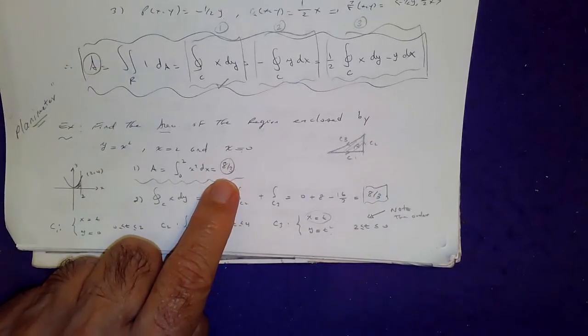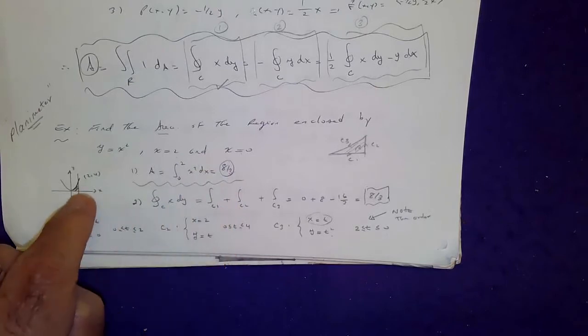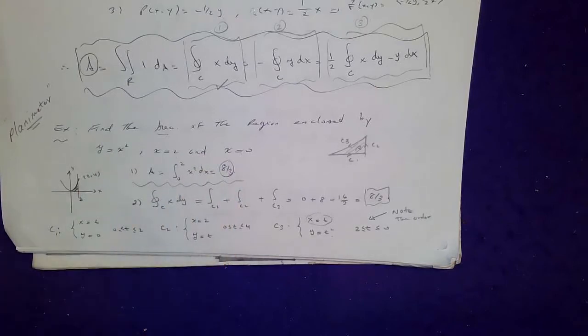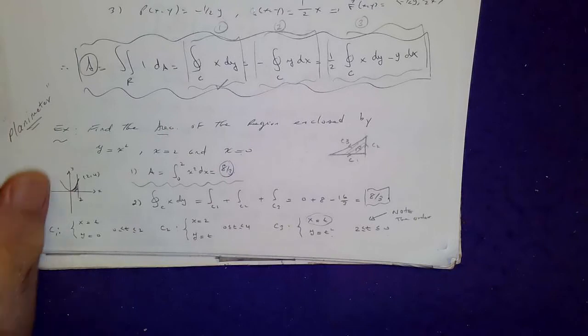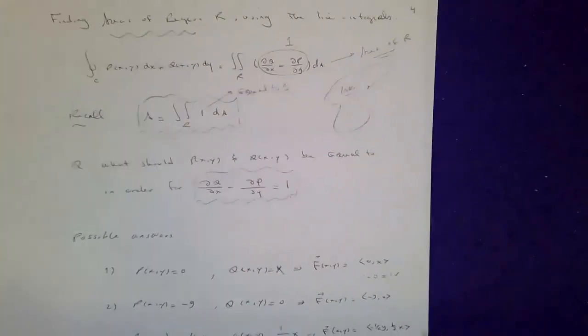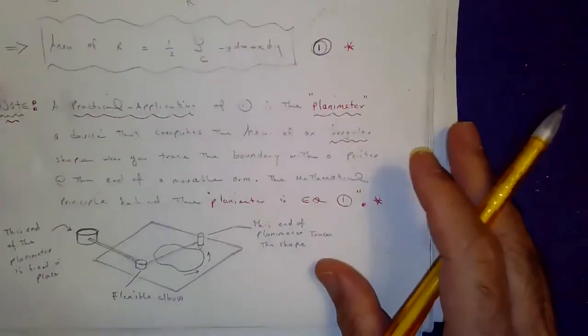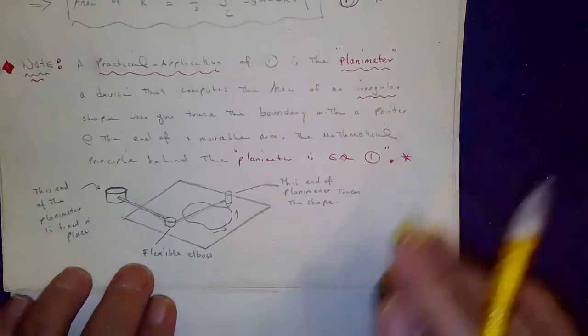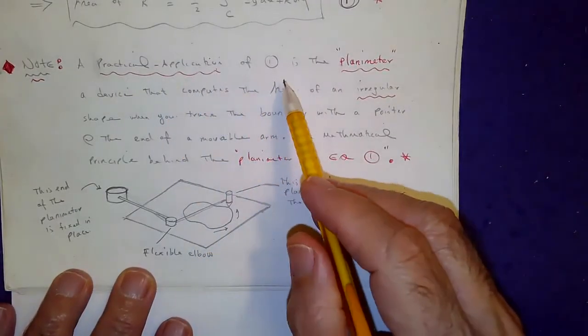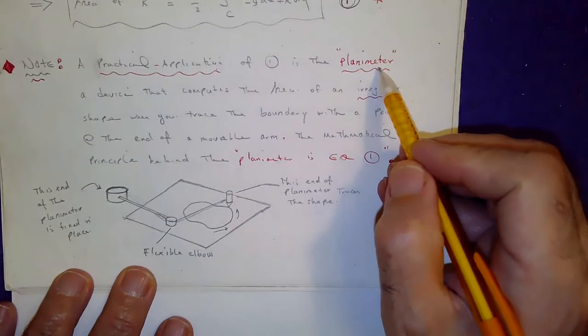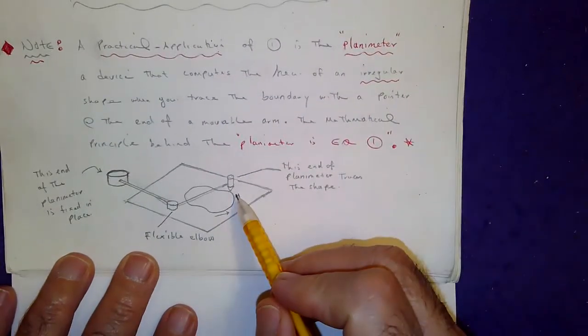But keep in mind, this is not designed to find the area of a perfect geometric shape. This is mostly designed to find the areas of irregular shapes. In real life, there is a device called a planimeter, and that's basically what they do in real life. So in practical application, the device is called a planimeter. This is how it looks.